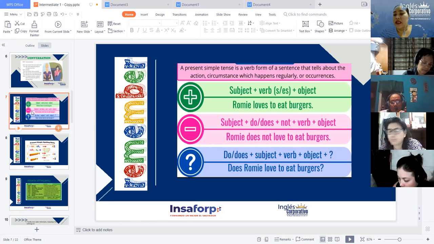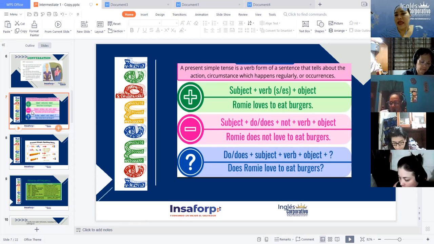En la oración afirmativa, nosotros tenemos el sujeto, tenemos el verbo, que si recordamos al verbo hay que agregarle S o ES dependiendo, en este caso, si vamos a estar hablando de una tercera persona. Y el objeto dice allí, ¿verdad? Pero el objeto en realidad, si ustedes lo quieren ver, es el complemento de nuestra oración, ¿verdad? No es un objeto en sí, sino que es el complemento. Y nos dice que a Romina, ¿verdad? O a Romy le gusta comer hamburguesas, ¿verdad? O ama comer hamburguesas, si ustedes lo ven acá.